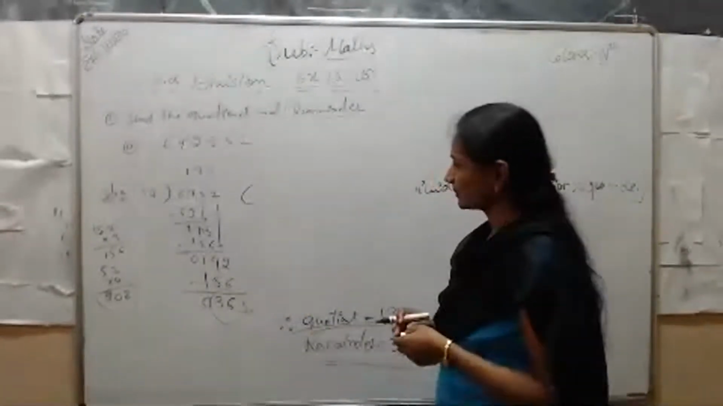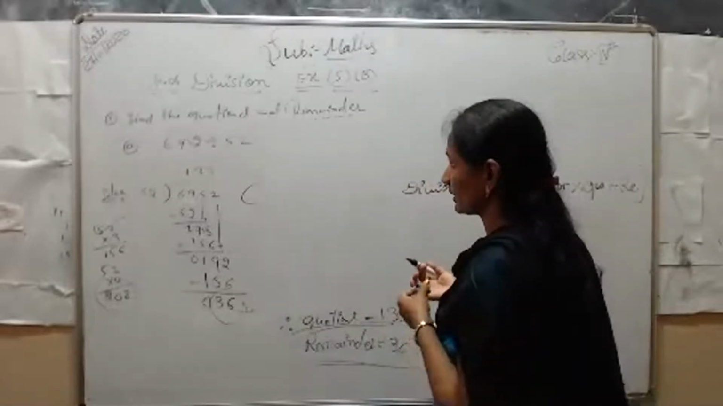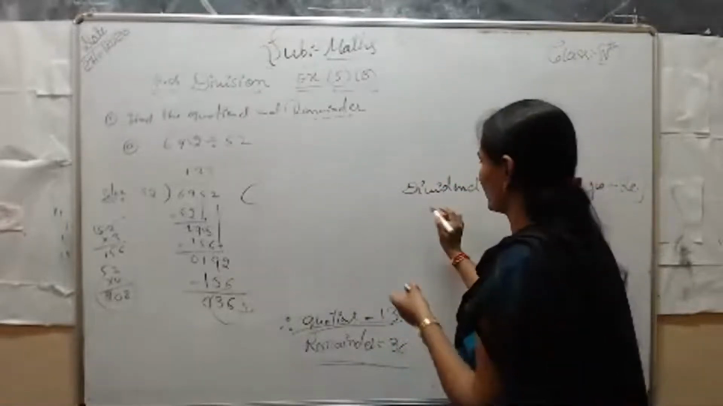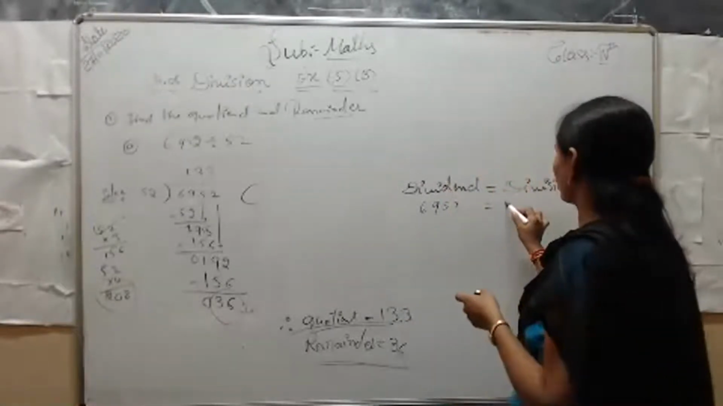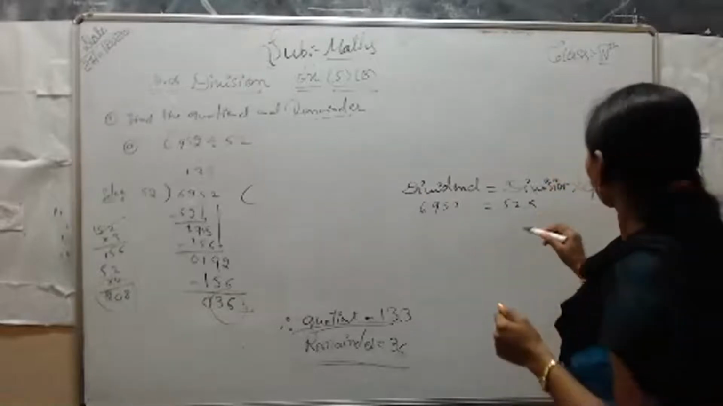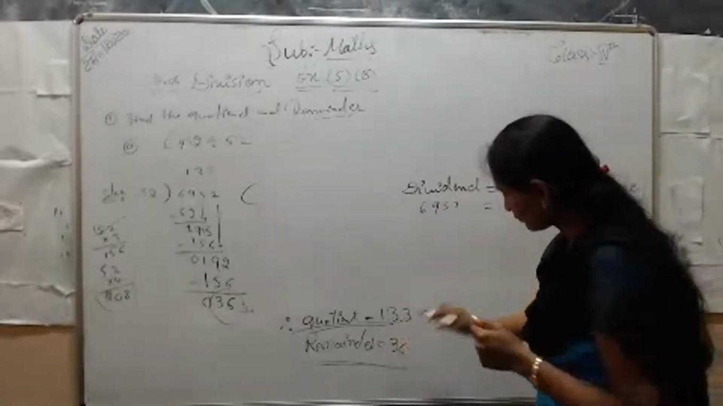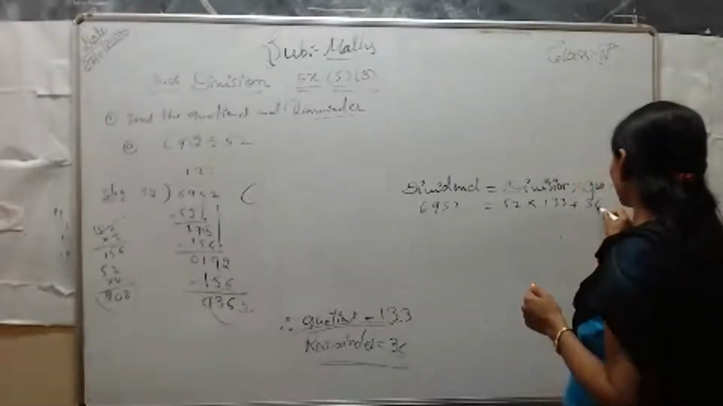Yes. So you will use the same checking method. So just you have to justify the methods. Means first what is the value divided? So the dividend is 6,952, and the divisor is what? 52. You already found that the quotient is 133. So the remainder is what, students? The remainder left is 36.